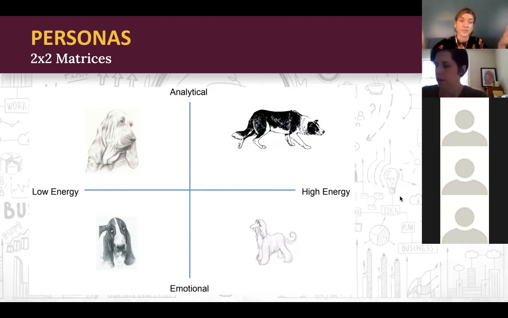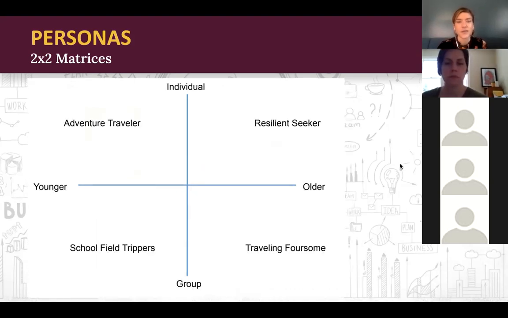And you want to see differences in how you might create something for one versus the other. Binaries are limited, obviously, but this is just a categorizing tool that helps build structure around our thinking. And so here's another example, younger versus older, individual versus group.